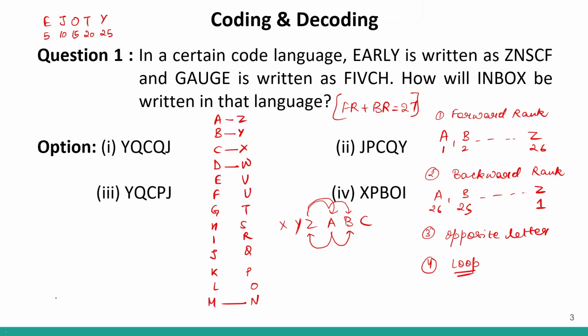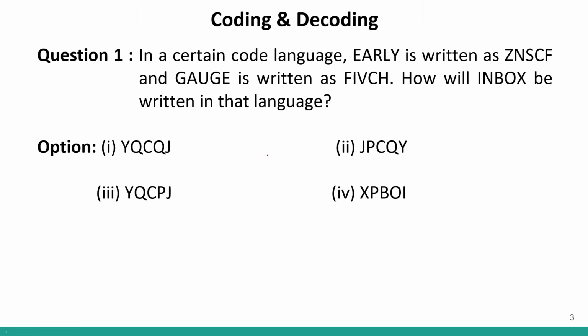Okay. So let us look at this question. Question number 1 says, in a certain code language, EARLY is written as ZNSCF. So this is the code for EARLY. And GAUGE is written as FIVCH. So this is the code for GAUGE. We have to find the code for INBOX. Okay. So let us check for EARLY. For EARLY, the code is written as ZNSCF.